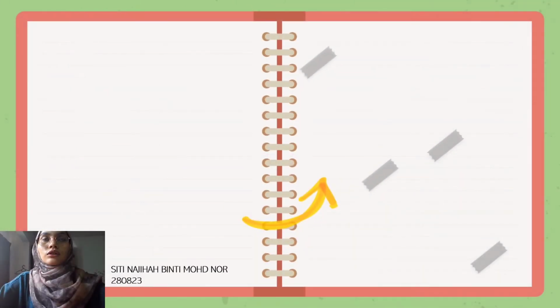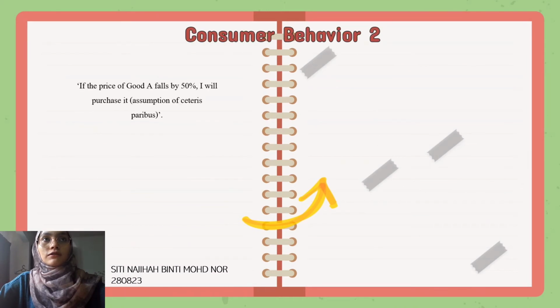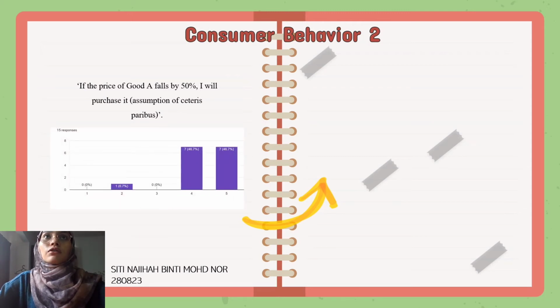So I will continue with consumer behavior too. So the motion, if the price of good A falls by 50%, I will purchase it, assuming ceteris paribus. Based on the result of the survey, 46.7% of the respondents agreed, and also 46.7% of the respondents strongly agreed that if the price of good A falls by 50%, then they will purchase it. This implies that more than 90% agreed to buy good A if the price decreased, which is consistent with the assumption of ceteris paribus.